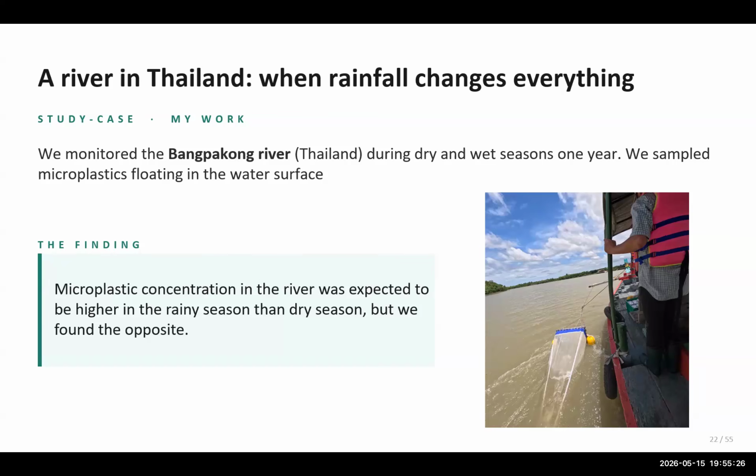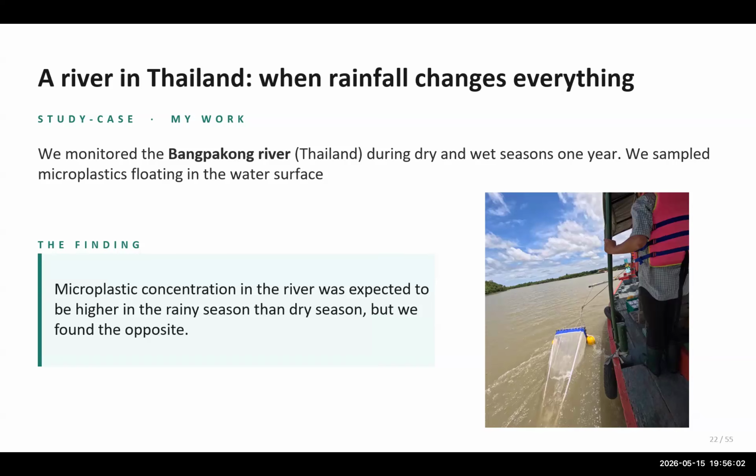We sample the microplastics floating in the surface of water during the dry season and the wet season during 1 year. In the photo, you can see the equipment we use. It's called a manta trawl, a manta net. It floats on the surface and collects whatever passes through the thin mesh of the net, collecting all the microplastics and maybe some debris, maybe some plankton. Everything is concentrated.